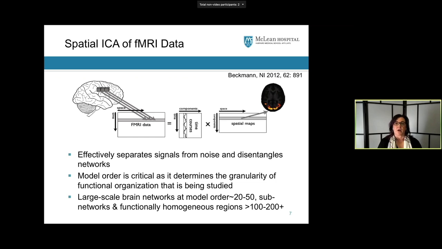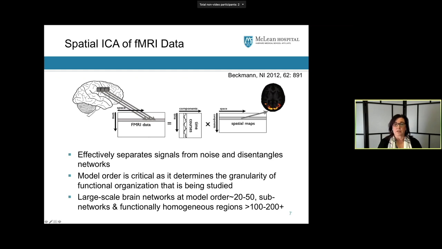Spatial ICA of fMRI data is the other popular technique for brain network estimation. This can be done at the single subject level shown in this figure, or it can be done at the group level by temporally concatenating the multi-subject data prior to the ICA. ICA effectively separates signals from noise and disentangles brain networks.